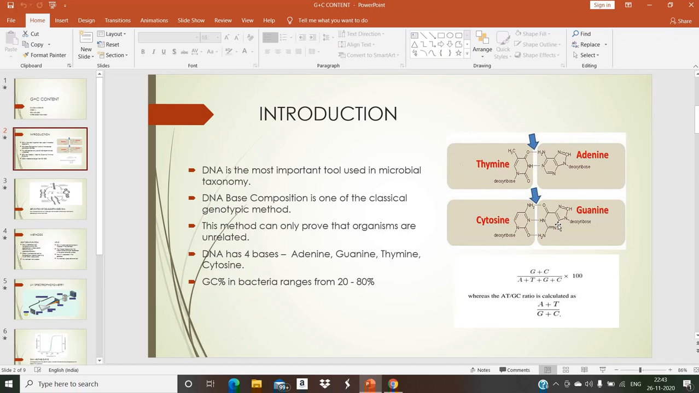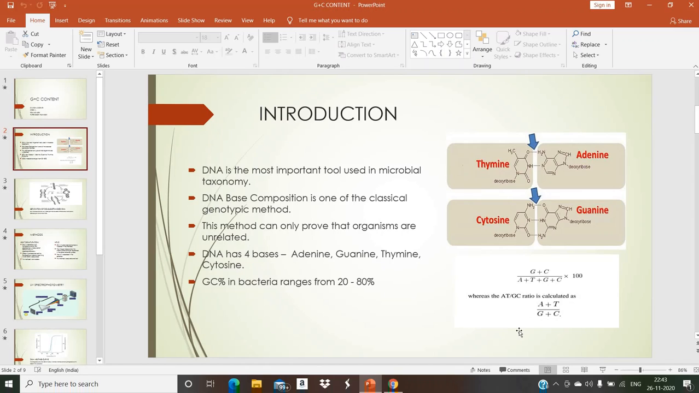In molecular biology, DNA-based composition, or the GC content, is the percent of nitrogenous bases of a DNA molecule. This may refer to a specific fragment of DNA or that of the whole genome. When it refers to a fragment, it may denote the GC content of a part of a gene or a group of genes. The formula for calculating the GC percentage is (G plus C) divided by (A plus T plus G plus C), times 100, and for calculating the AT-GC ratio we can use this formula.